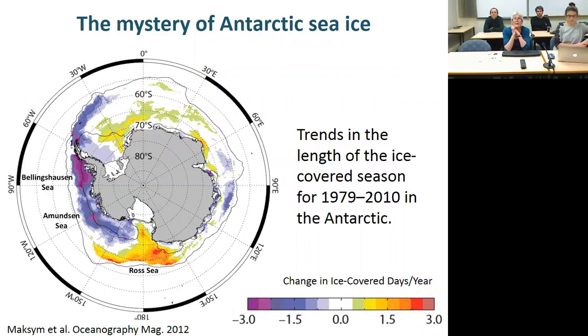One of the things about Antarctic sea ice is that not only is it slowly increasing, but the changes are very regionally dependent. Where the colors are redder here, it means there's an increase in sea ice with time, and where the colors are bluer, it means there's a decrease. So there are clearly places where Antarctic sea ice is increasing, and other places where it's decreasing.